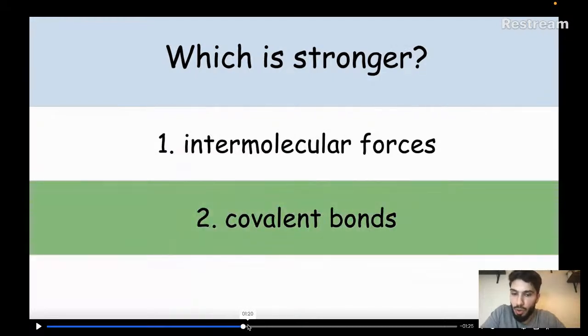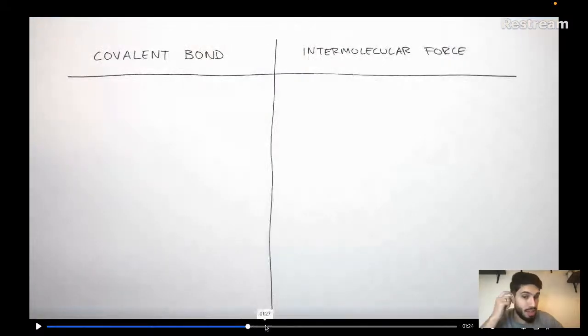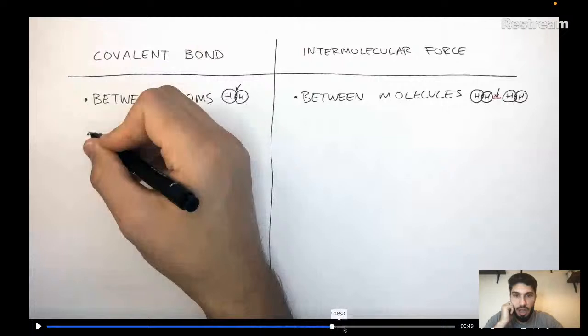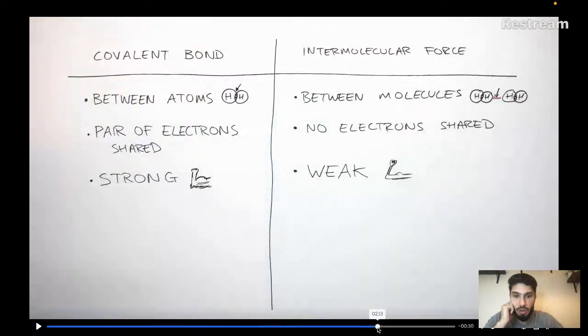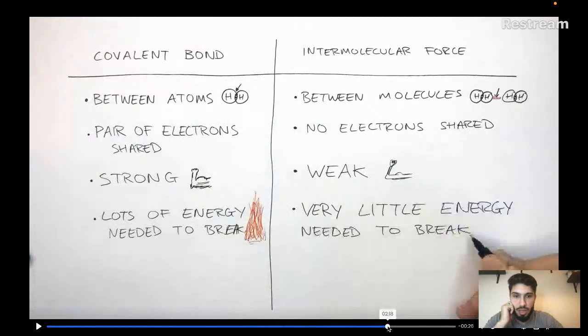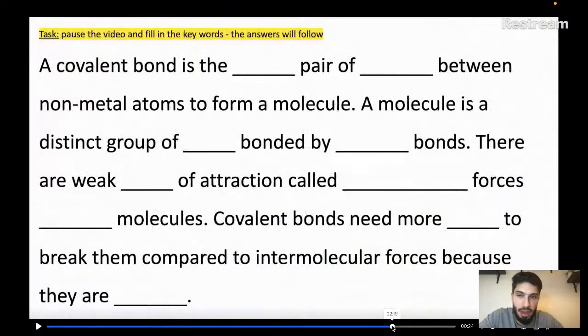Covalent bonds, of course. Okay, so this table just summarizes the differences between covalent bonds and intermolecular forces. I'm just going to skip to the end so you can take down these notes. The last thing I want to say is that covalent bonds require a lot of energy to break. That's what you need to know about covalent bonds. They require a lot of energy to break, whereas intermolecular forces require very little energy to break because they are weak.